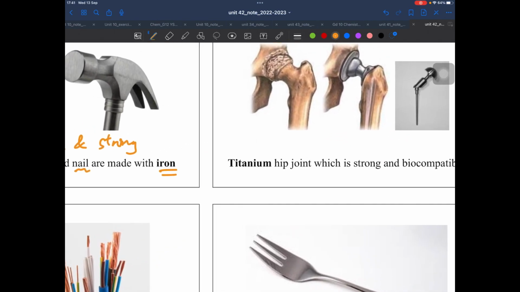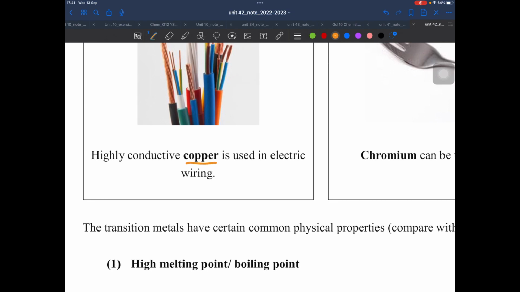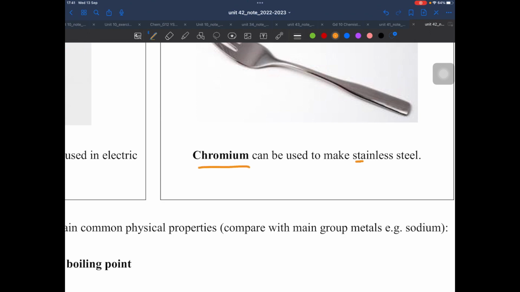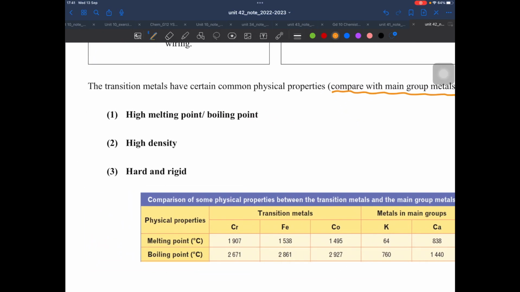Next one is titanium. You have learned that it is used to make hip joints because it is biocompatible. What about copper? Copper is used in making electrical wire because of high conductivity. And finally, chromium is used to make stainless steel. Yes, I'm sure you can give more and more examples. Compare with the main group elements, the transition metals.